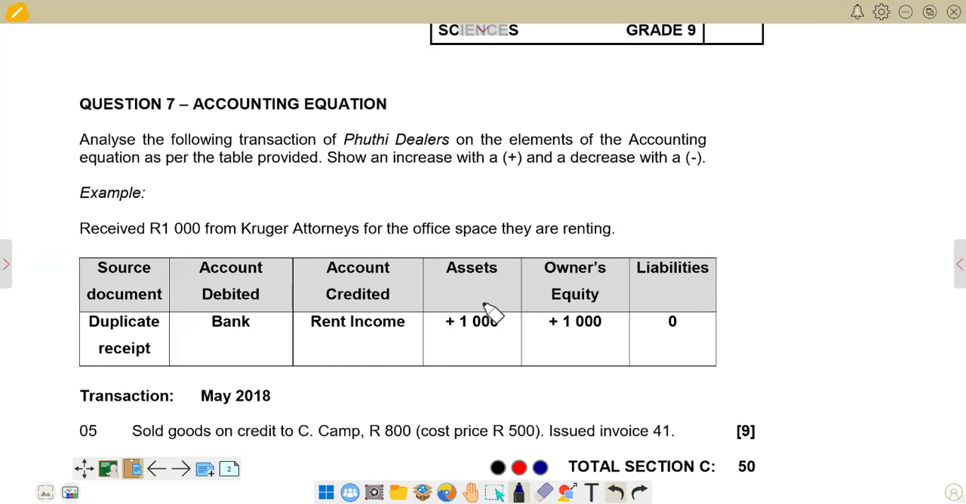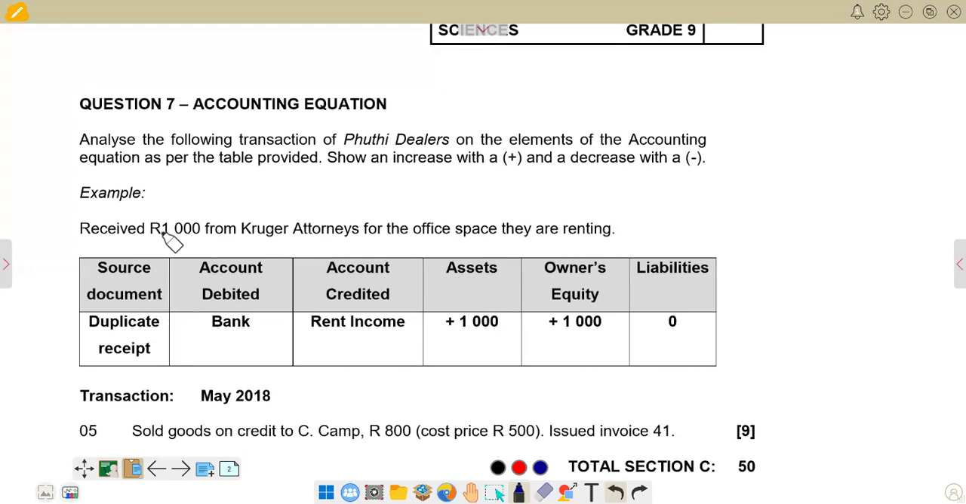In this video, we're going to look at a question on the accounting equation. This is a question from June 2018. The question is: analyze the following transactions, putting details on the elements of the accounting equation as per the table provided, showing an increase with a positive and a decrease with a negative. We are given an example: received 1,000 rands from Kruger Attorneys for the office space they are renting.